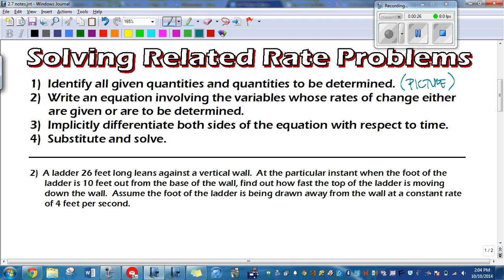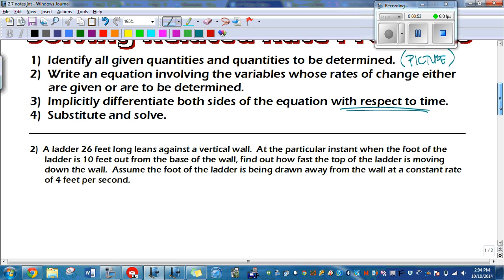Second, write an equation involving the variables whose rates of change either are given or to be determined. So we have to write an equation with those variables that we've established. Third, implicitly differentiate both sides of the equation with respect to time. That's what we did in our problem number 1, taking the derivative of both sides with respect to time. And then we're just going to substitute the things we have listed from step 1 and solve, like we did in problem 1. So the first 2 steps here are new from the last problem we looked at.